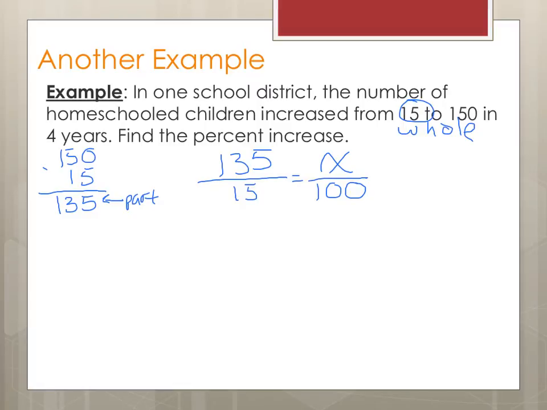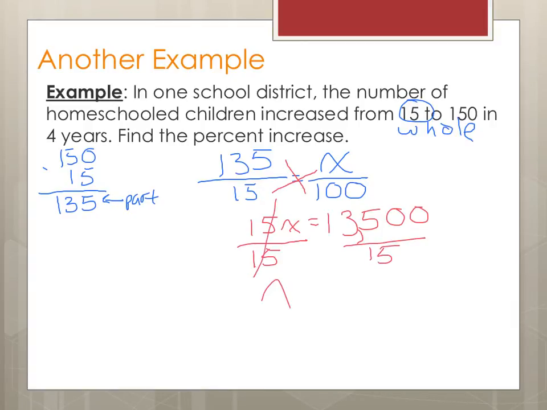We'll find the cross products. We get 15x equals 135 times 100, or 13,500. And now we divide both sides by 15.